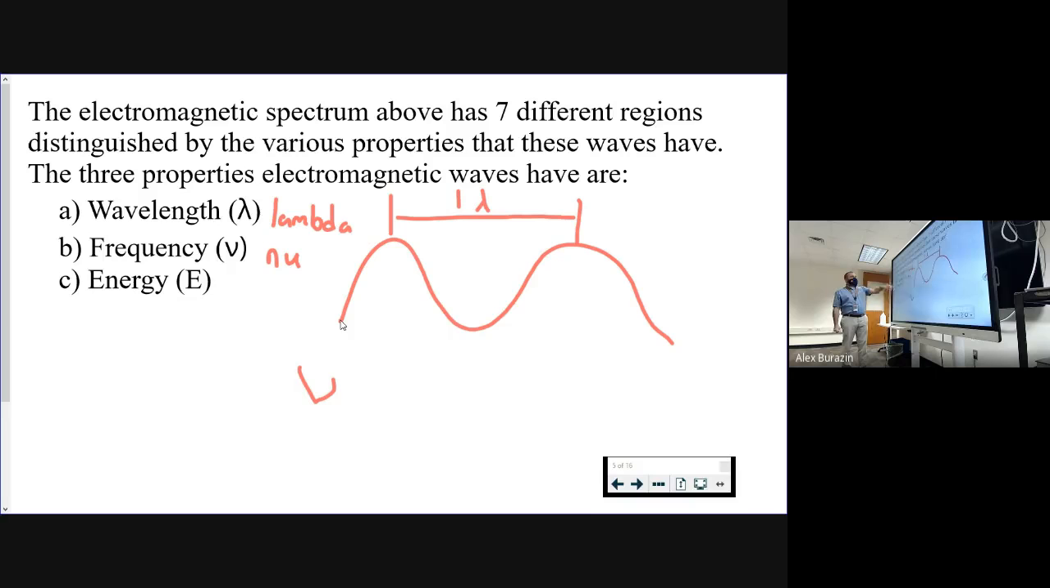And then last but not least, the last thing we care about with electromagnetic radiation is energy, capital E. That's an English letter, the fifth one in the alphabet. The uppercase version of it, you are unfamiliar. And that is a lame joke.